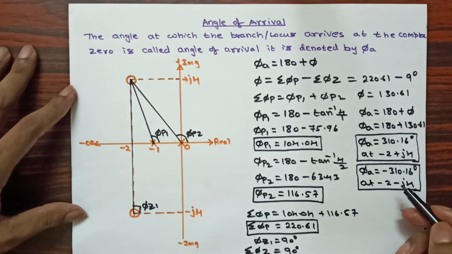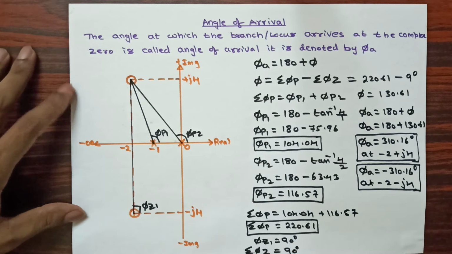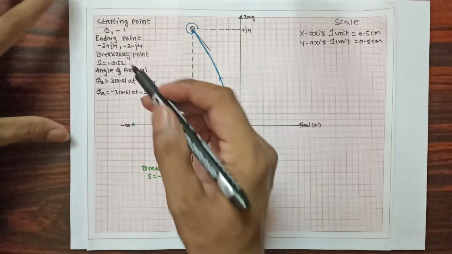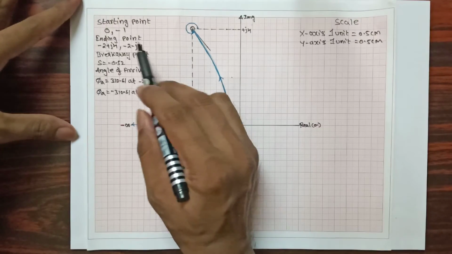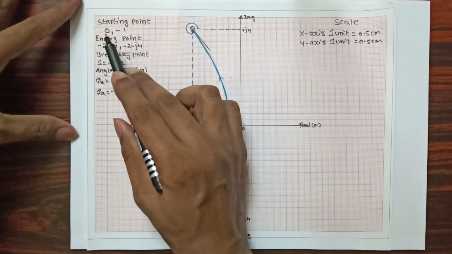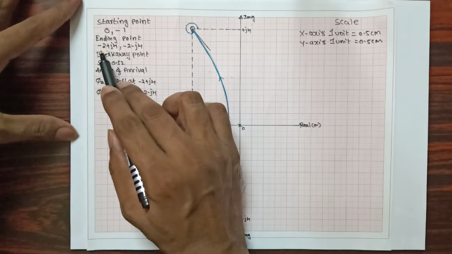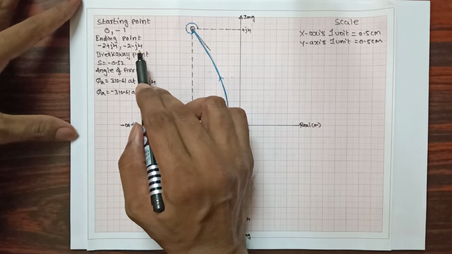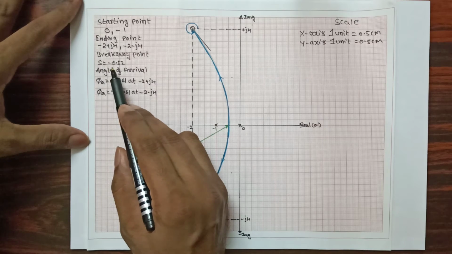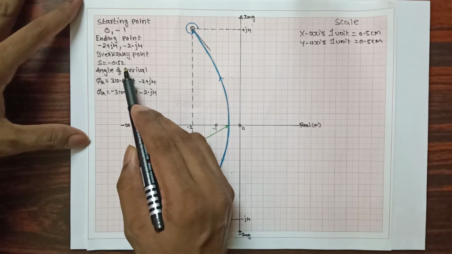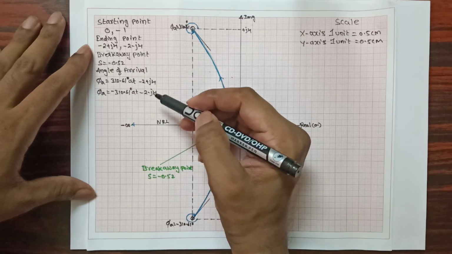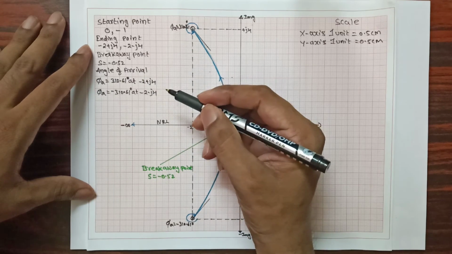Next we are going to sketch the root locus. Now in this we have calculated, as we know, the starting points 0 and minus 1, and the ending points, the zeros, minus 2 plus j4 and minus 2 minus j4, and we calculated the valid breakaway point, that is s is equal to minus 0.52. Then we calculated the angle of arrival. These are the calculations we have done to sketch the root locus.